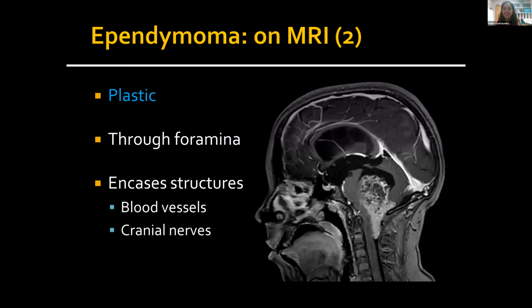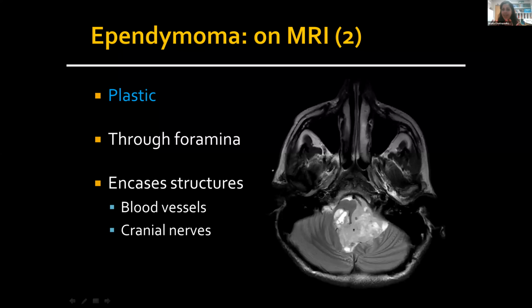And this image quite nicely shows how plastic these tumours are. So you can see how it squeezes through the foramen of Magendie, through the foramen magnum, with a tongue of tissue extending into the upper cervical canal, dorsal to the cord there.